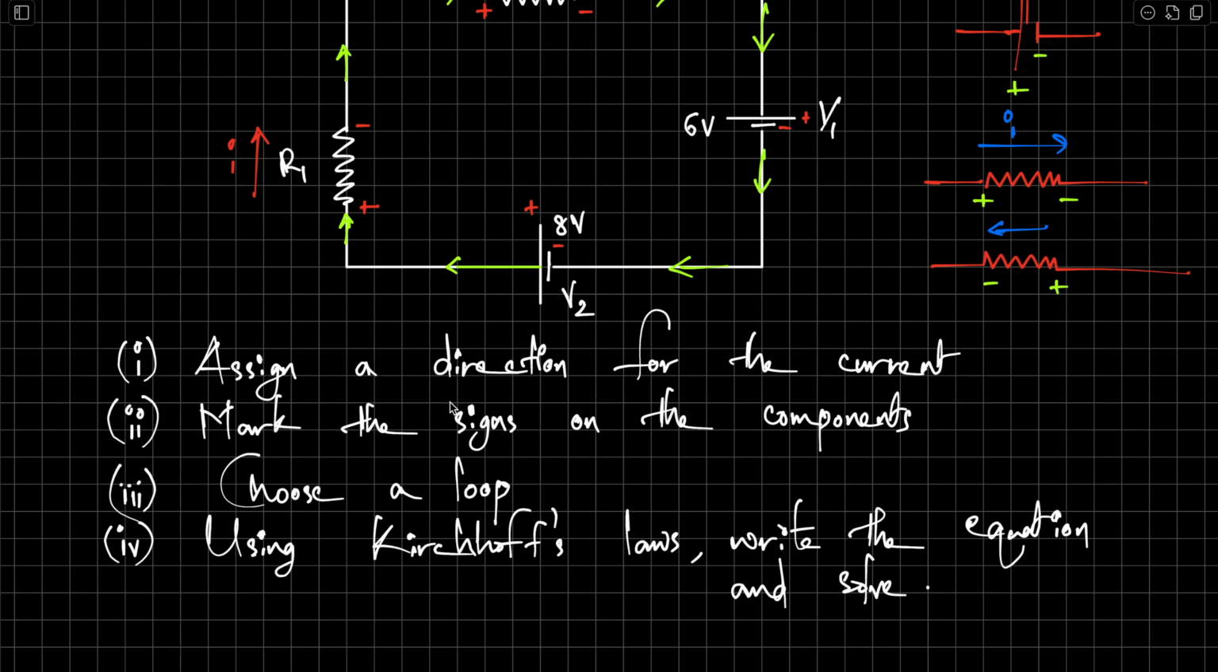So these are the 4 steps. First step is to assign a direction for the current. Second step is to mark the signs on the components based on the direction of the current. Third, choose a loop, either clockwise or counterclockwise. The last one, using Kirchhoff's laws, write the equation and solve.